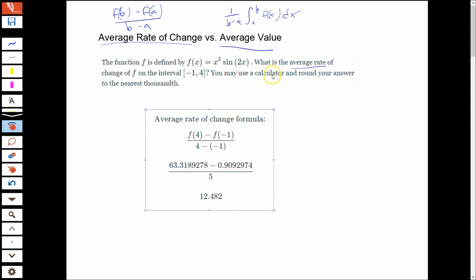Okay, so you're just plugging everything in and getting these values from your calculator. You can take a second to pause and check that you can reproduce this result on your calculator by typing it in, and we can troubleshoot if you have any problems. So this is an average rate of change problem. You're just plugging in values of the function. We will show you now an average value problem.